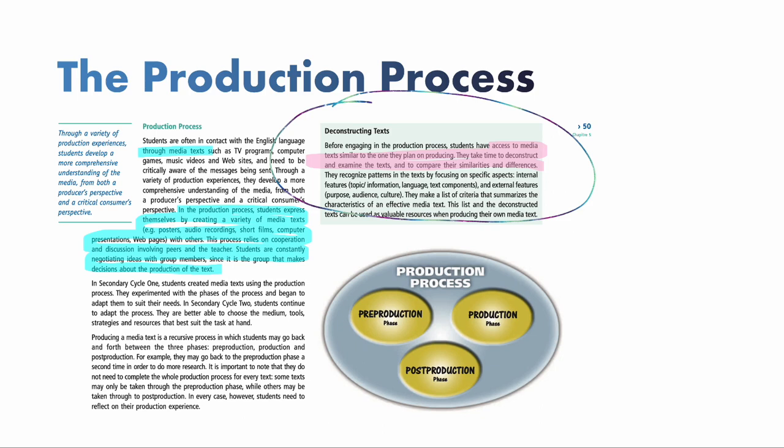And again, this one is more like project-based learning. They're relying more on cooperative learning, discussion with the peers. They're constantly negotiating ideas with the group members because it's the group that makes decisions, unlike in the writing process where it's the individual student that makes decisions. Like the writing process, however, producing a media text is recursive, so students can go back and forth between the three phases. You can see the three phases are right here: pre-production, production, and post-production.